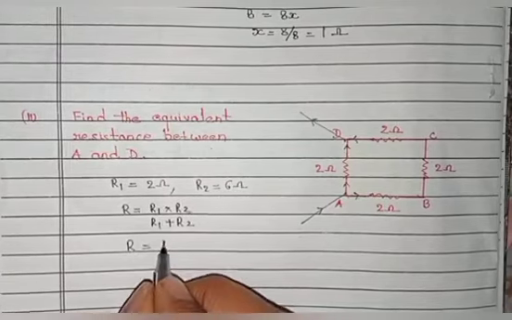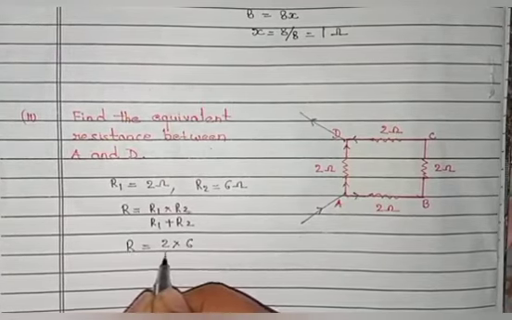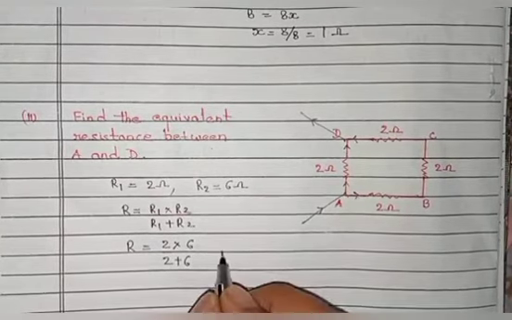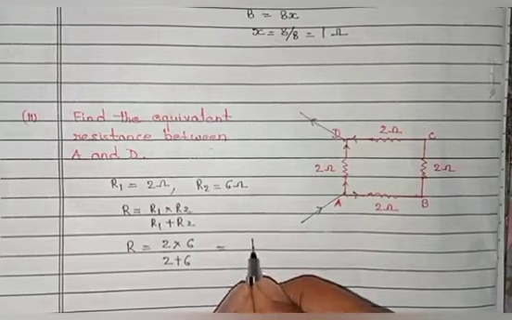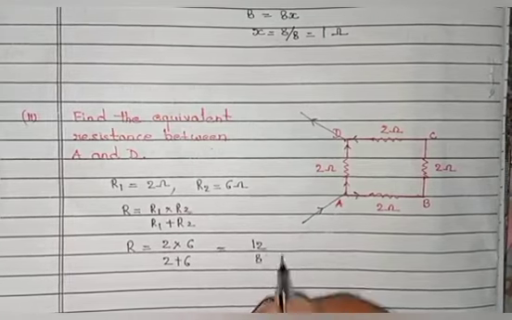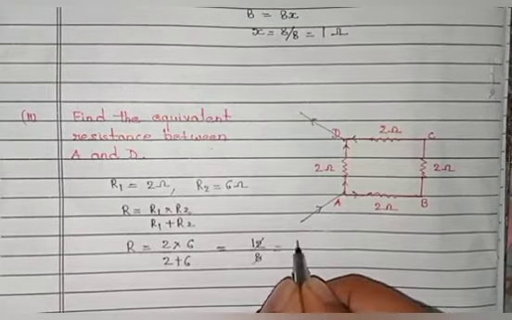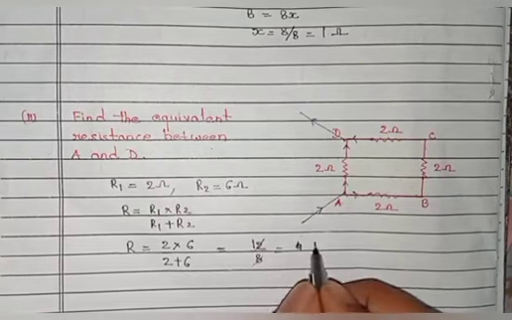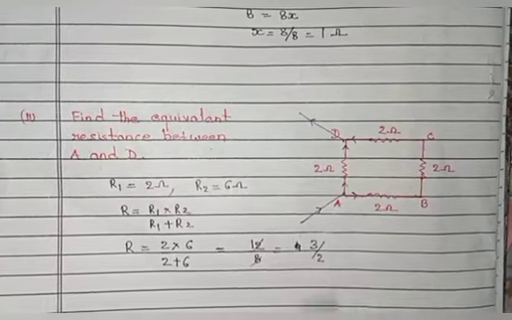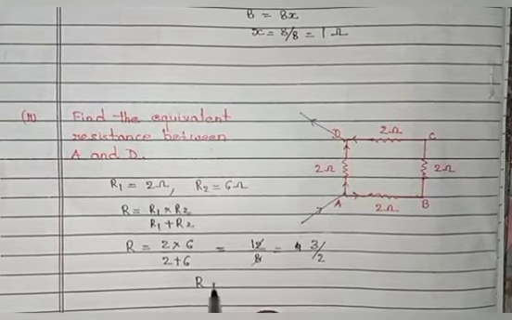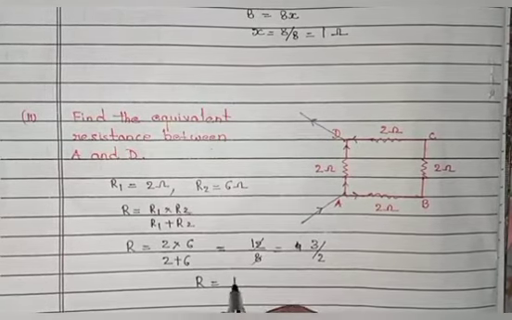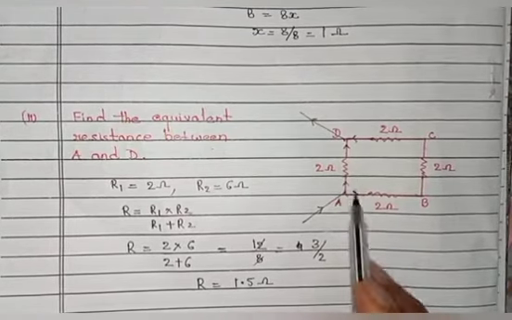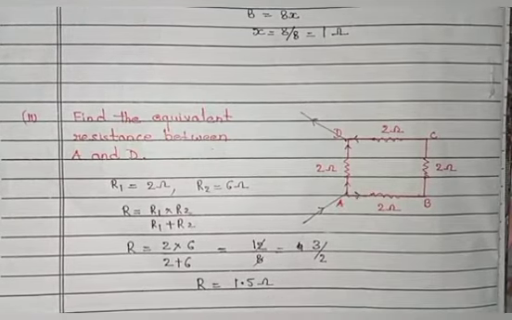So R1 is 2, R2 is 6, 2 plus 6. So that will give you 12 upon 8. So on simplifying it, you reduce it by 4, 3 upon 2. So the resistance will be 1.5 ohm. So the equivalent between A and D will be 1.5 ohm.